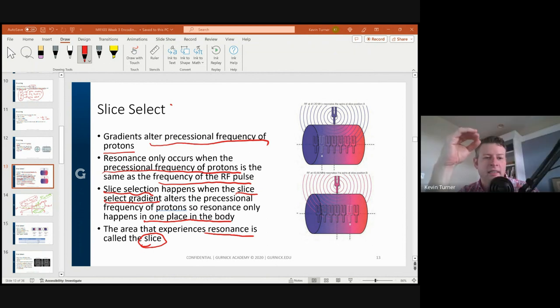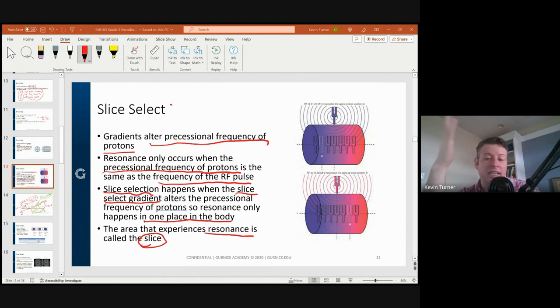If you take that constant and multiply it by the magnetic force, that tells you what the precessional frequency is. So if you're on a 1 Tesla magnet and the patient goes into the magnet, then their entire body is at 42.58 until you change the strength of the magnetic field. Once you change the strength, it depends, because that's what the Larmor equation tells us. You take the gyromagnetic ratio, multiply it by the strength of the magnetic force, and that tells you the new precessional frequency. So the gradients are turning on and altering precessional frequency.